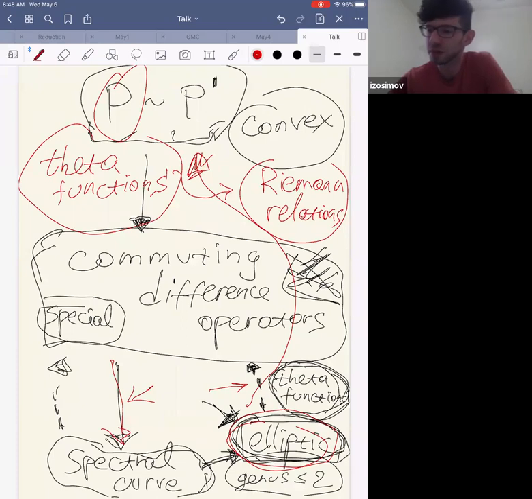So let me concentrate on the first step, on how we construct commuting difference operators from these two polygons. And this will also be related to the integrability of the pentagram map. So from this argument, one can also deduce that it's an integrable system. So I want to talk in more detail about this step.